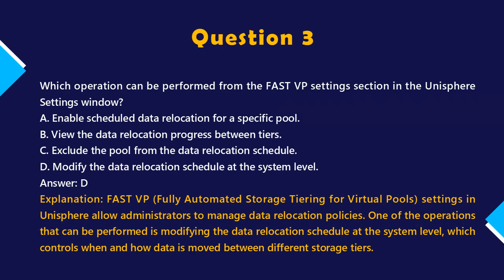Question 3. Which operation can be performed from the FastVP settings section in the Unisphere settings window? A. Enable scheduled data relocation for a specific pool. B. View the data relocation progress between tiers. C. Exclude the pool from the data relocation schedule. D. Modify the data relocation schedule at the system level.